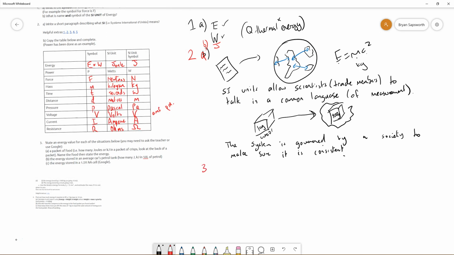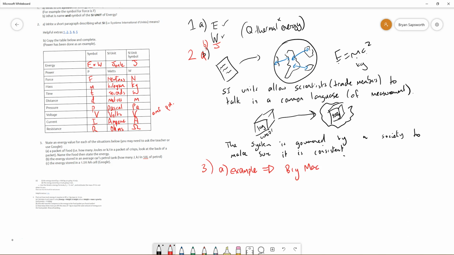Okay, so let's move that up a little bit. 3, state an energy value for each of the following situations below. You may need to ask the teacher or use Google. Not many people seem to ask me, but we'll have. So one example we have, it might not be a packet of food, but let's say we look at the Big Mac.